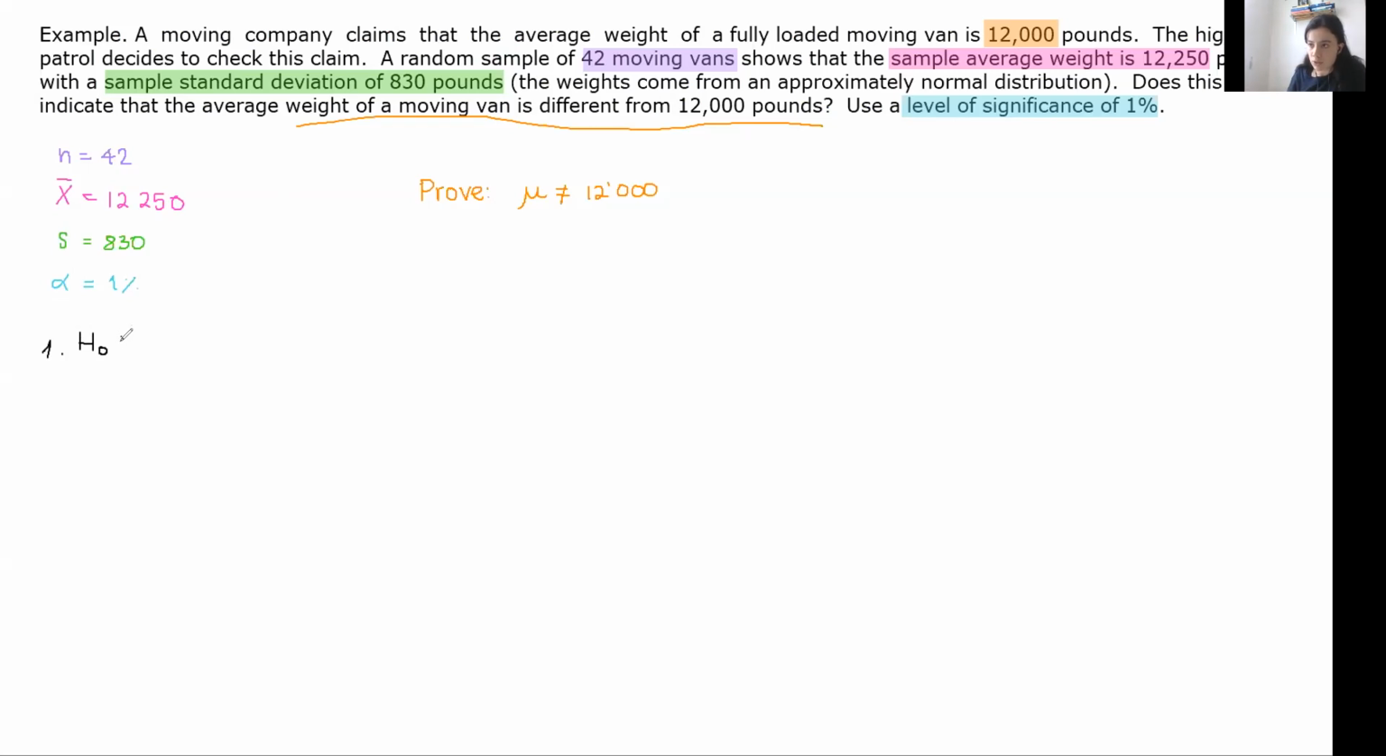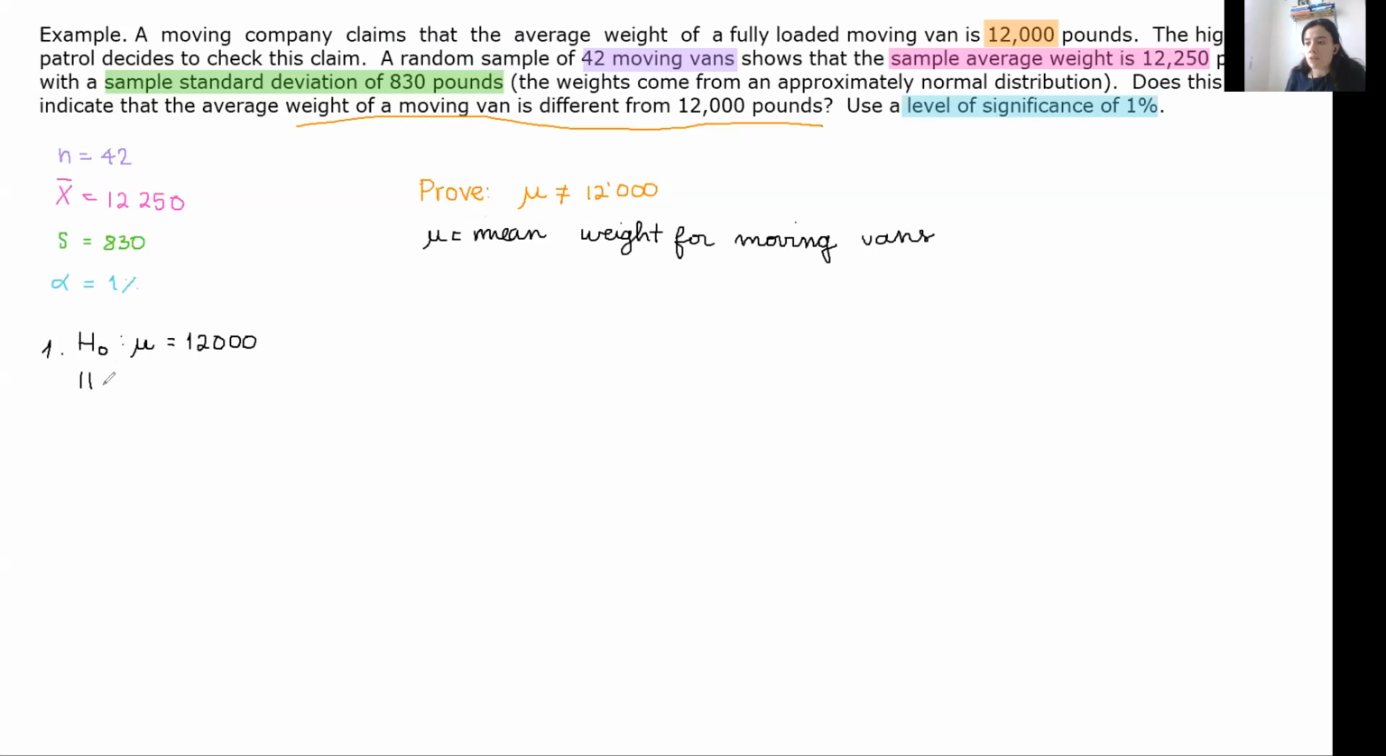So that means H naught, which is my null hypothesis, is the hypothesis where nothing's going on, right? So actually nothing's going on. That means in this case, we're going to say, actually, yes, this is equal to 12,000 pounds. So mu is equal to the mean weight for moving vans, and so the null hypothesis is going to be there's nothing there. It's actually true. Mu is equal to 12,000.